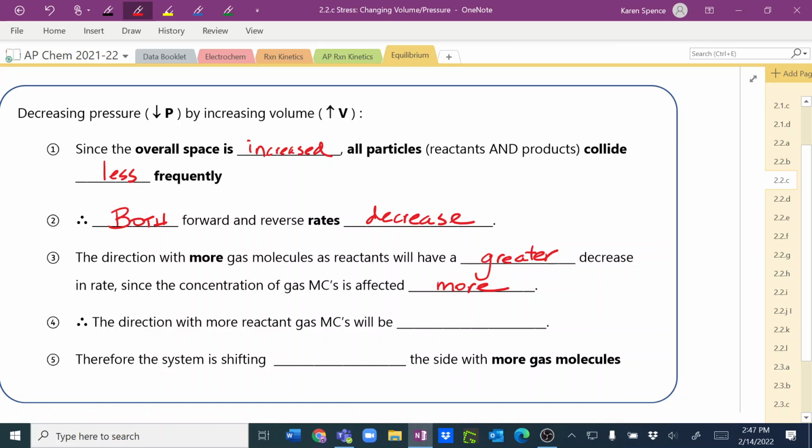Therefore, the direction with more reactant gas molecules will be slower. And if you wish to say more slower, you may do so. Okay, more slower. Therefore, is the system shifting towards the side with more gas molecules or away from the side with more gas molecules? Towards the side with more gas molecules. That one makes my brain hurt a little bit, but that's okay. Like I said, you're not going to have to write this explanation.